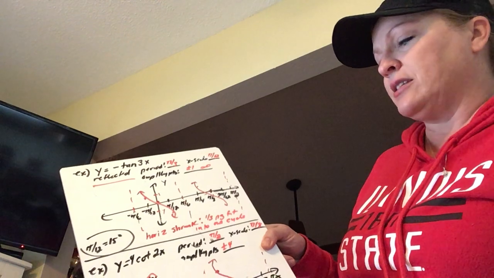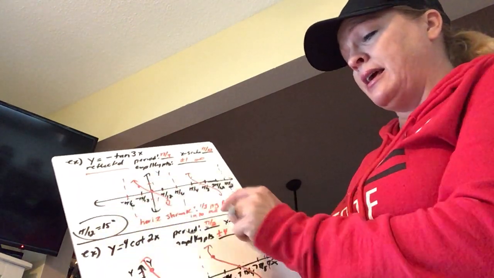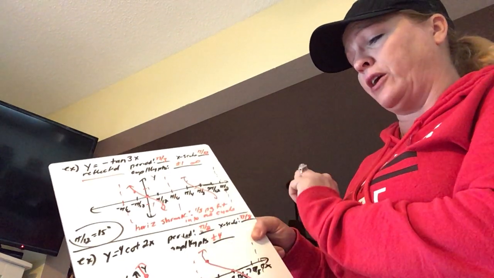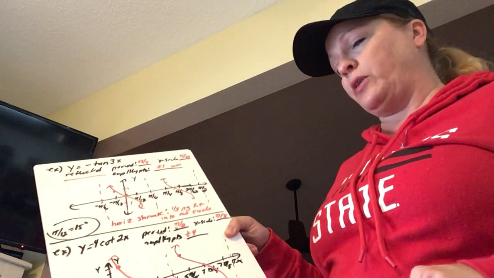All right, how would we describe it? If I complete a cycle in 60 degrees, that means that's a third of the parent graph. So a third of a parent graph could fit into one cycle. No vertical shrinking or stretching.